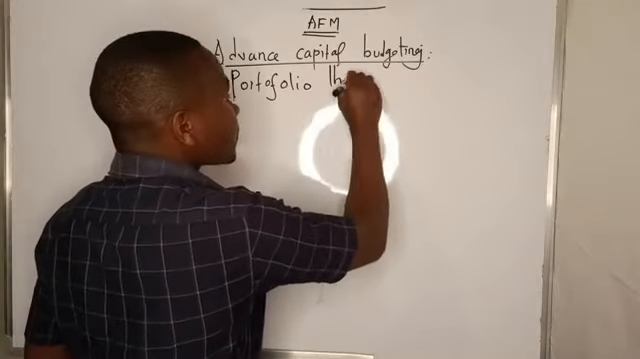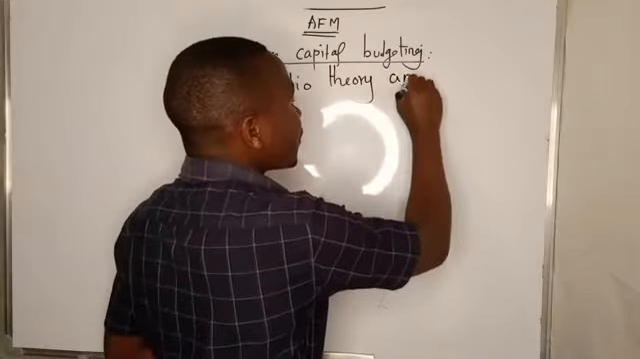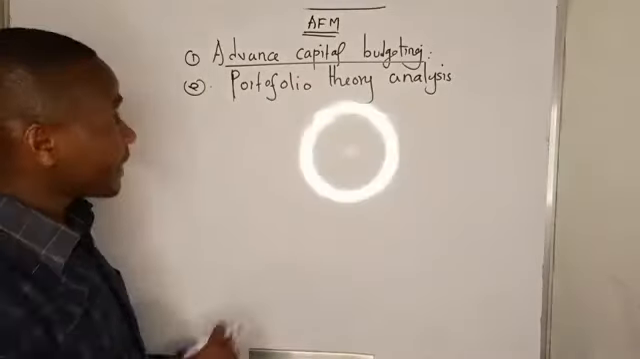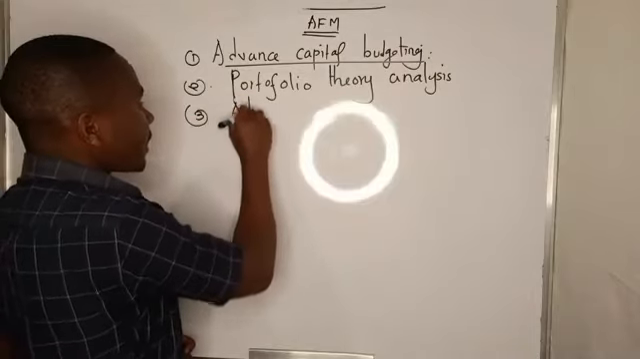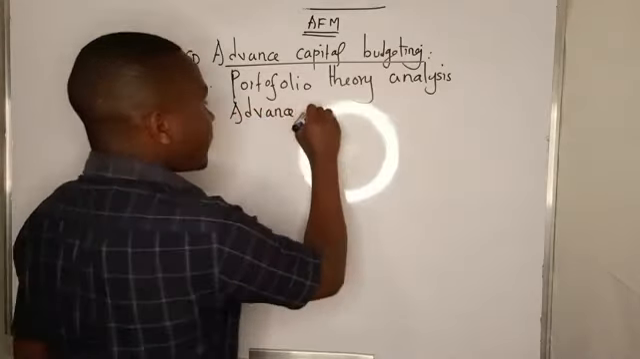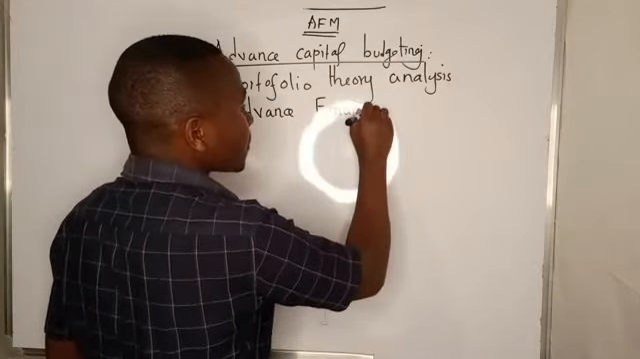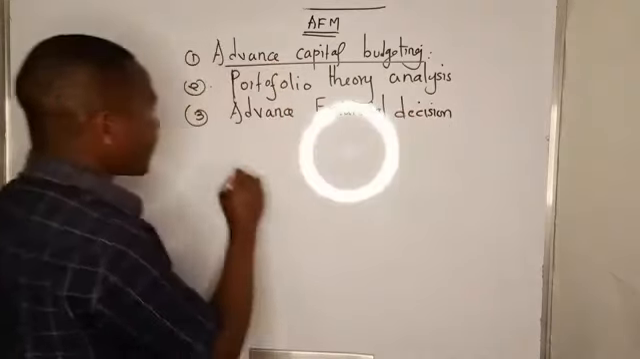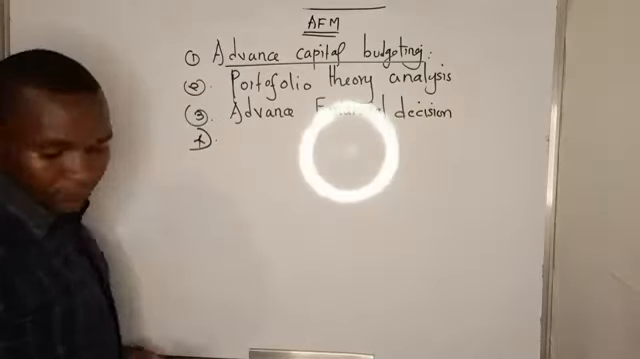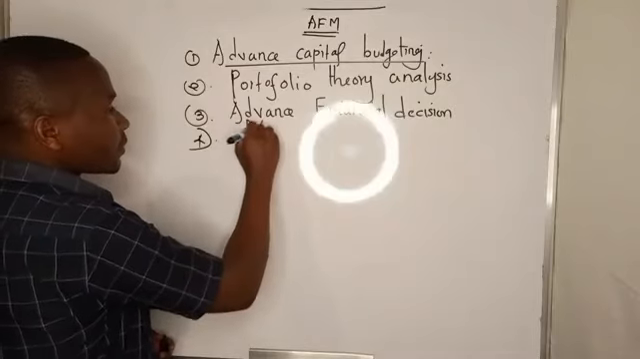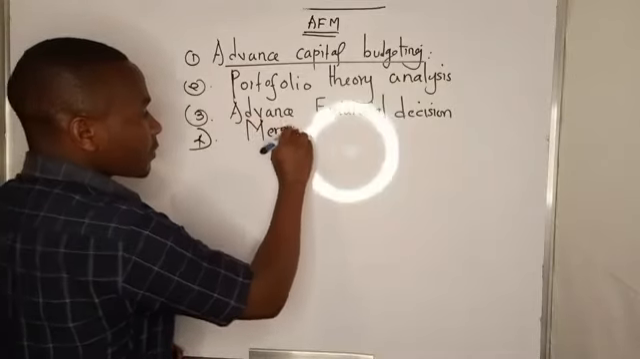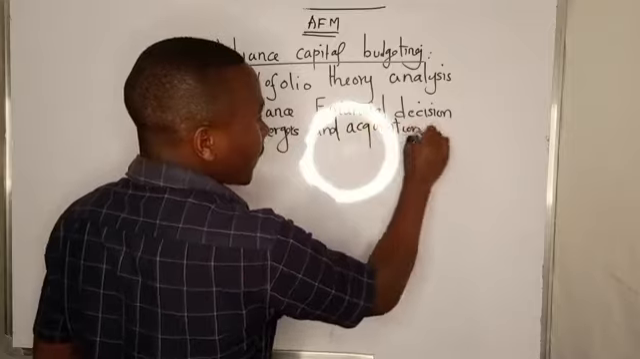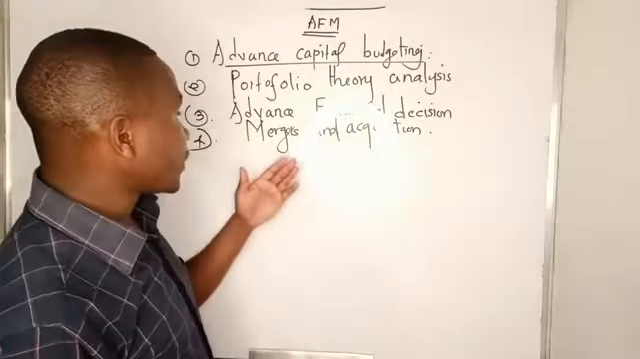Portfolio theory analysis. So you need to pick your field. And then the third topic is advanced financial decision. Number 4, topic 4, is mergers and acquisitions. That is topic 4, mergers and acquisitions.